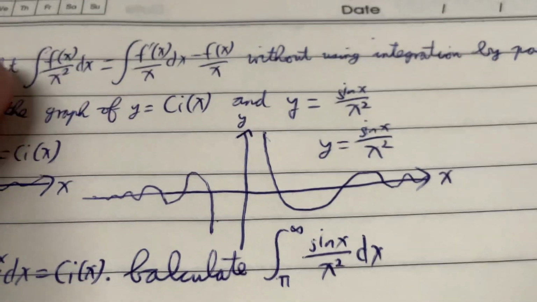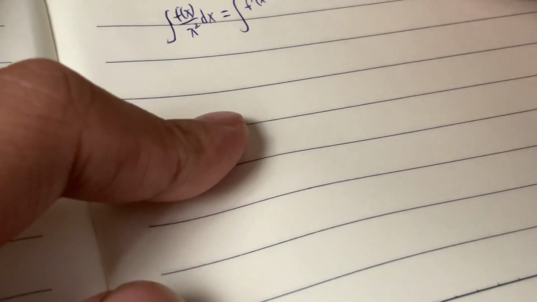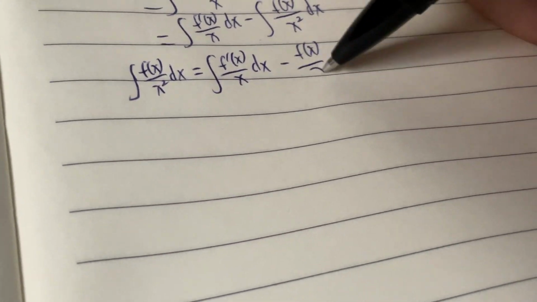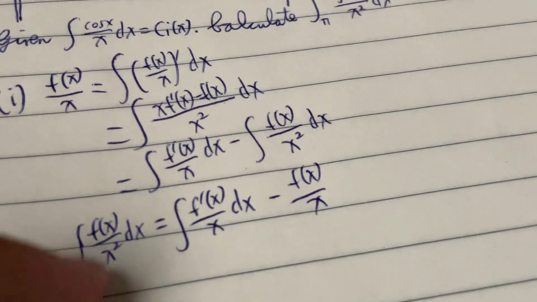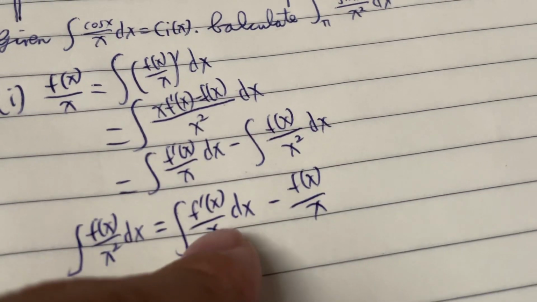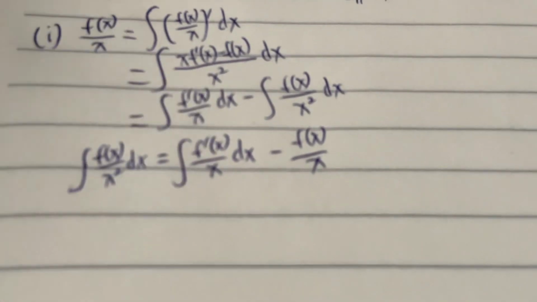Now the subject is the integral of f of x over x squared. Let me move it to the left hand side. You get the integral of f of x over x squared dx is equal to the integral of f prime x over x, and then move f of x over x to the right hand side, so you get minus f of x over x. This is the proof. You can also do it using integration by parts and get the same result, but the original question says we cannot use integration by parts.